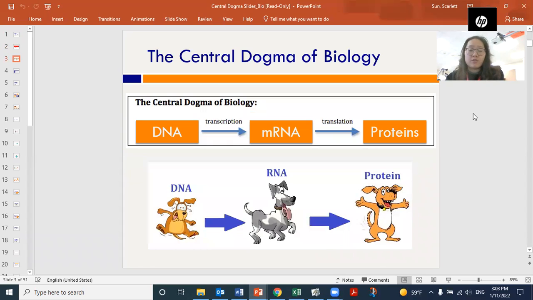The central dogma of biology follows this order. You start from your DNA, you do a process called transcription, and you make an mRNA, or a messenger, that is sent, and it gets translated into proteins as the end result. So you're going from DNA to mRNA to proteins, and that's overall known as the central dogma of biology.